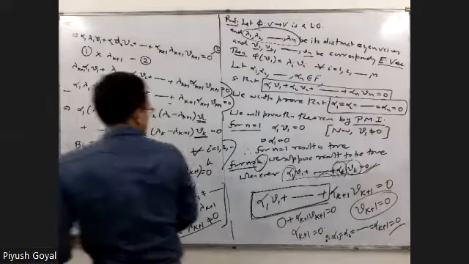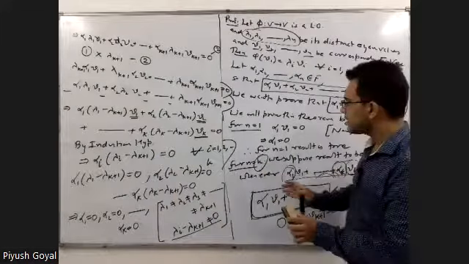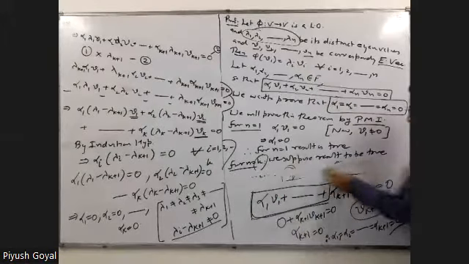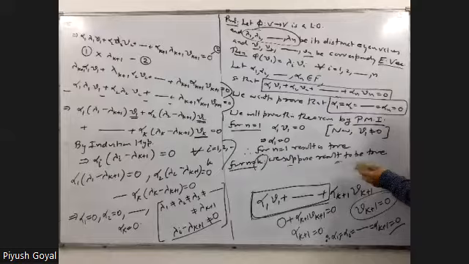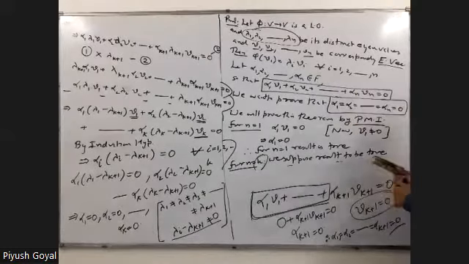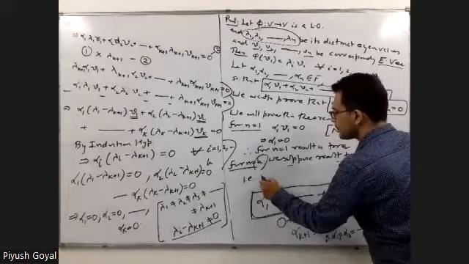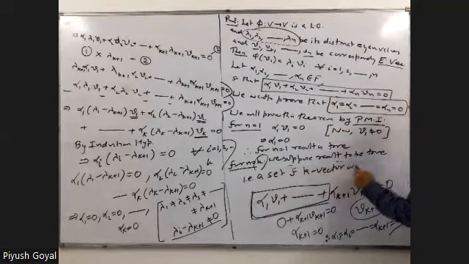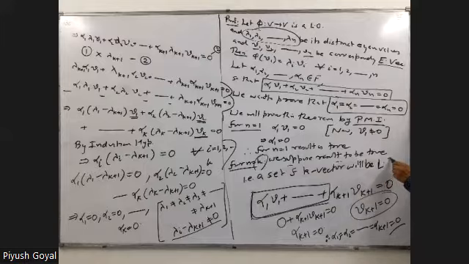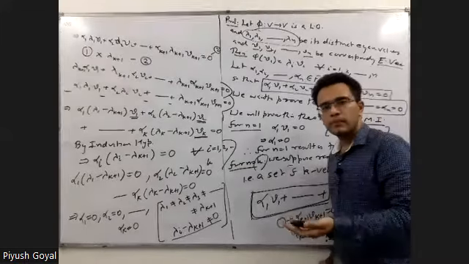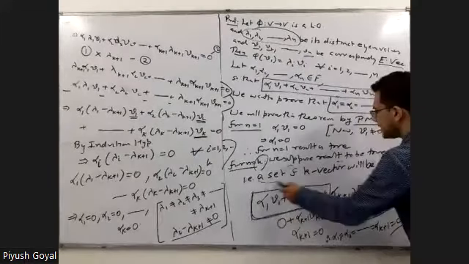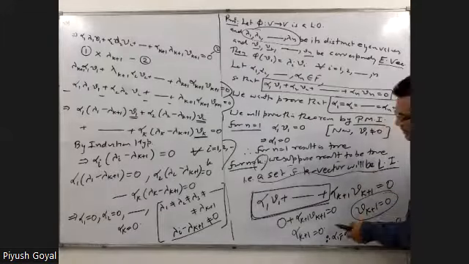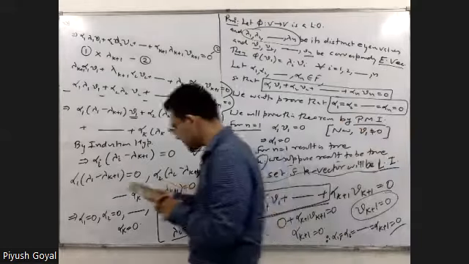One minute. I can simply say that we suppose the result to be true for n is equal to k, i.e., a set of k vectors will be linearly independent. We can write it in this way also: a set of linearly independent vectors will be linearly independent. Now I think this is clear.